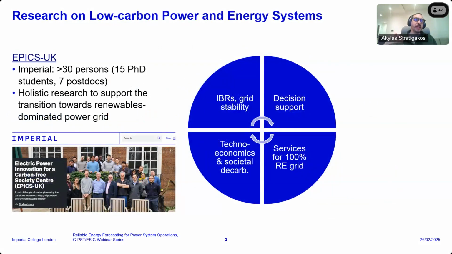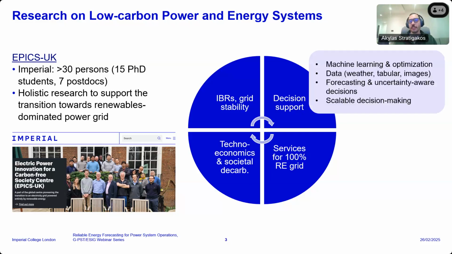Our team at Imperial is quite large and keeps growing. We have a quite diverse body of researchers that conduct holistic research to support the transition towards low carbon power grids. So we have people working on IBRs and grid stability. We have a group of people working on techno-economics and strategic pathways to decarbonization. Another group of people focuses on services for grids that are based 100% on renewables. And we also have research on decision support, and this will be the focus of our presentation today.